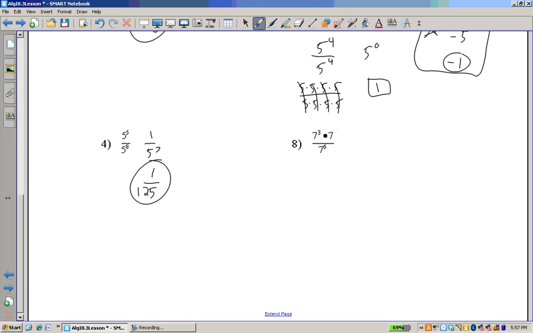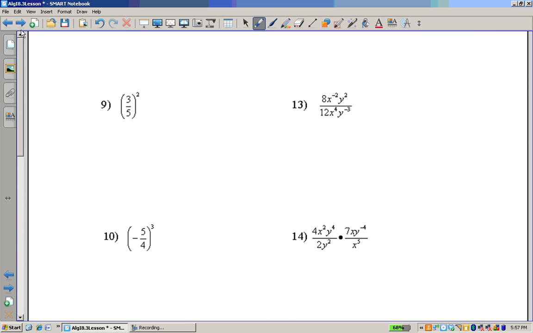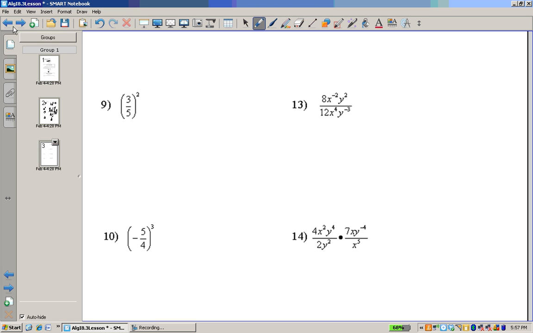Okay, so this is 7 to the 1st power. So if there's 7 to the 3rd, 1, 2, 3, 4 7s. There are 2 more 7s in the bottom than on the top. So 1 over 7 to the 2nd, or 1/49. Okay, last page here.